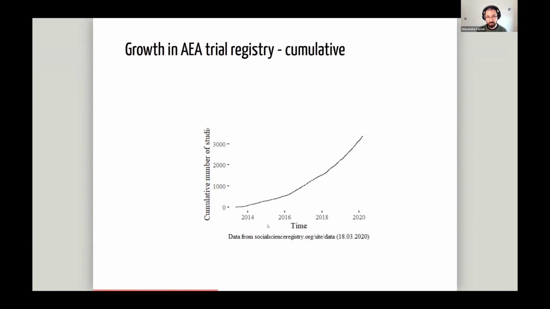This is quite old now, but you see a steady increase in the use of the social science registry website. And you can actually download the data on how many studies are on the website and see how this has changed in time. So this is publicly available.